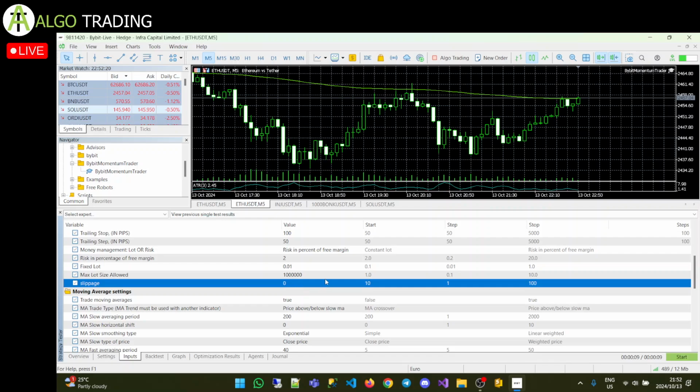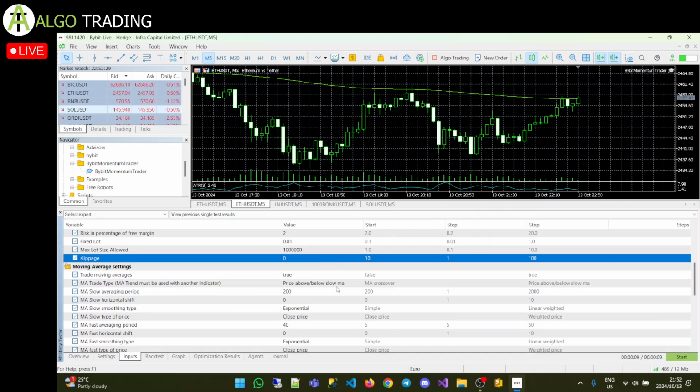And slippage, you don't really need to worry about the slippage. There's no real slippage, but if you find you're not entering trades due to slippage, you can adjust your slippage.